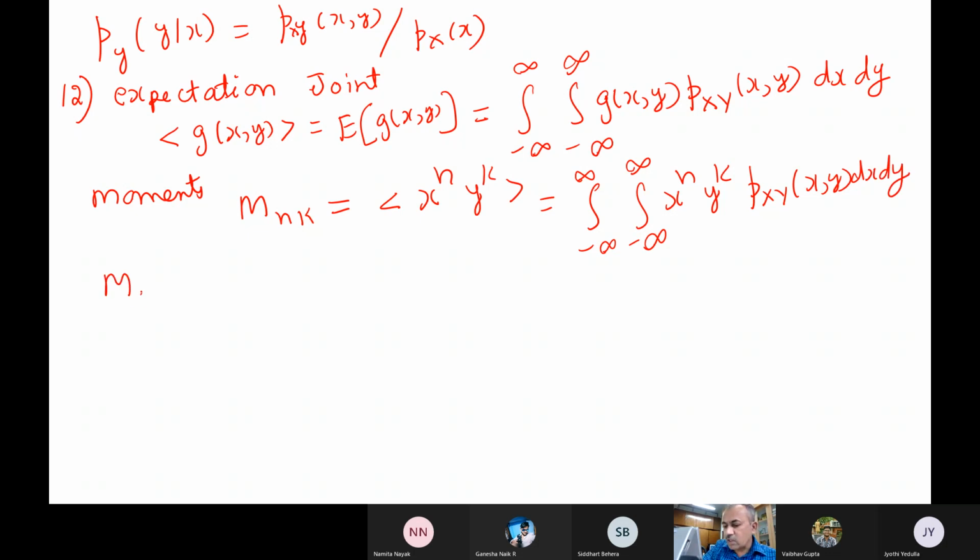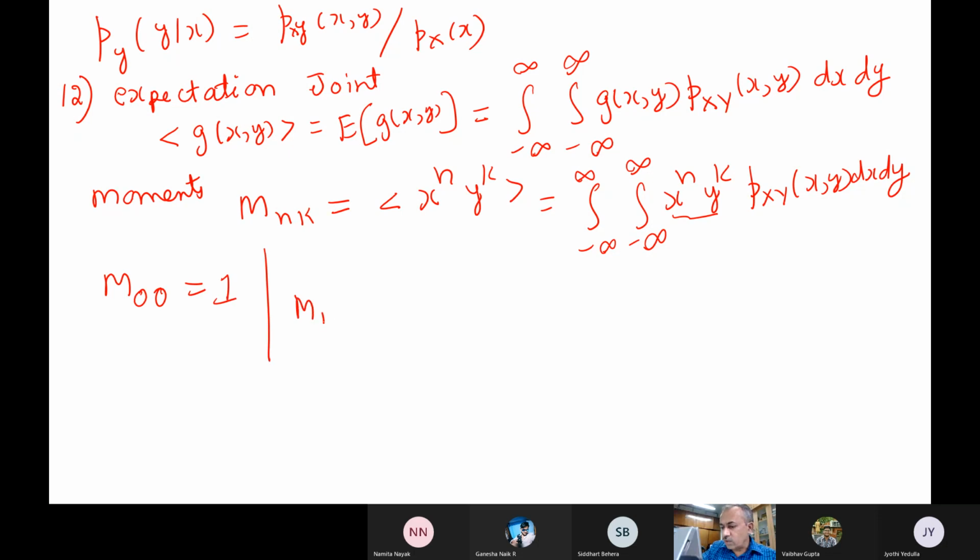Now tell me, what is the moment m00? That is x to the power of 0, y to the power of 0. What is the value? Sir, it's 1. Why is it 1? Because x to the power of 0, y to the power of 0 will be 1, so finally it boils down to the area under the probability density surface, it is not a function now. So this is basically equal to 1.